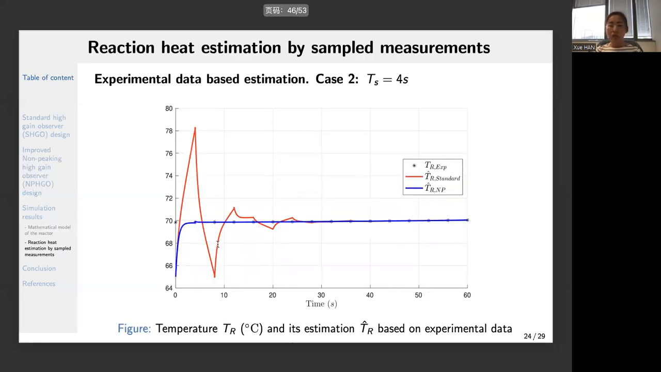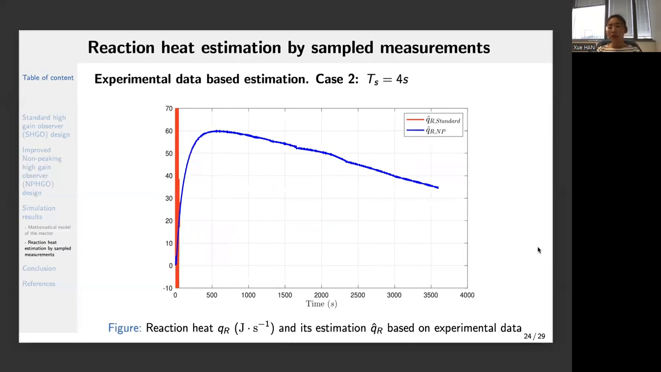So next, we will enlarge our sampling interval. In this case, TS is equal to 4 seconds. And for the temperature, both observers can give the estimation of temperature, and they all converge to the experimental data TR. And the non-peaking observer can give a better estimation because it doesn't have the peaking phenomenon.